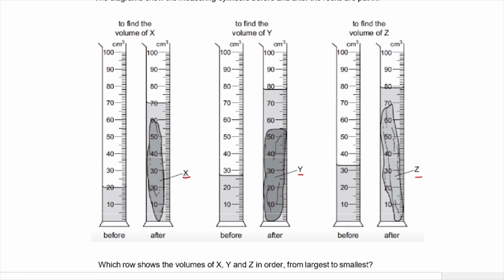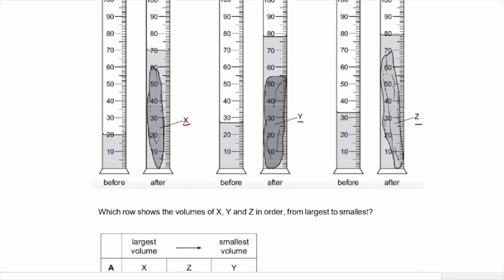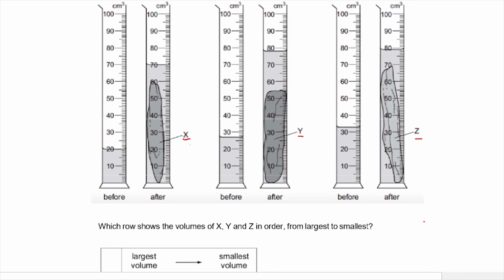So the question says which row shows the volumes of X, Y, and Z in order from the largest to the smallest. So we have rocks X, Y, and Z. Let's first find the volume of each of these rocks. Now, when we see this before, it means that this water was poured into this measuring cylinder before, then the rock was put in, and now we have the water rising up to somewhere afterwards. This method of finding volume of irregular objects is what we call the displacement method. This is the displacement method for finding volume of irregular objects.